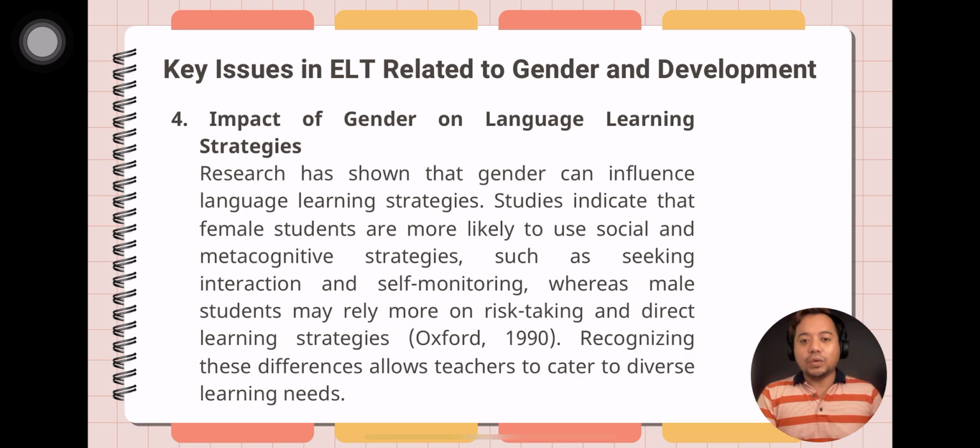The fourth key issue in ELT related to gender and development is the impact of gender on language learning strategies. Research has shown that gender can influence language learning strategies. Studies indicate that female students are more likely to use social and metacognitive strategies, such as seeking interaction and self-monitoring, whereas male students may rely more on risk-taking and direct learning strategies. Recognizing these differences allows teachers to cater to diverse learning needs.